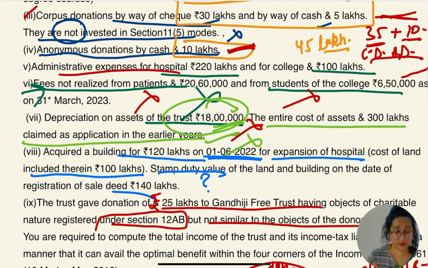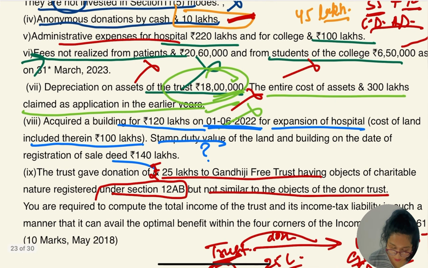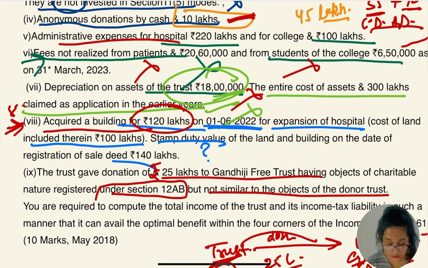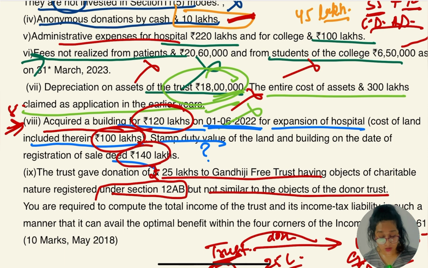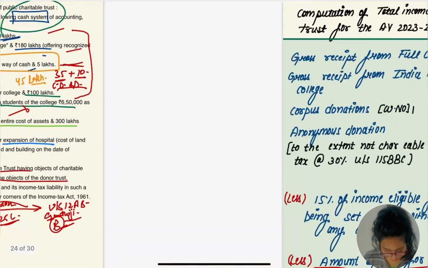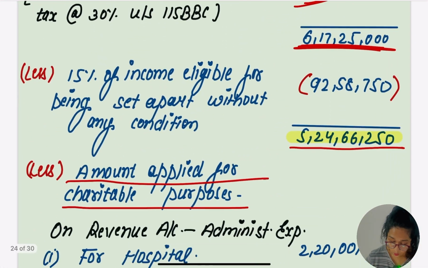Hope you get my point. Now let's go for point 8. It says that they acquired a building for 120 lakh, the cost of the asset was 100 lakh, and the stamp duty value was 140 lakh. Now you have to tell me which amount we are going to take. Are we going to take the stamp duty value, or the cost, or whichever is higher? Are we going to take 140 lakh? No, in this case we are going to take 120 lakh. So let's find out why we are going to take 120 lakh.